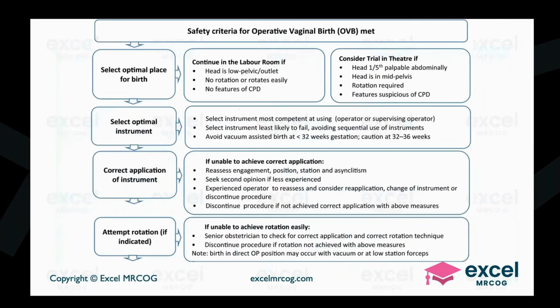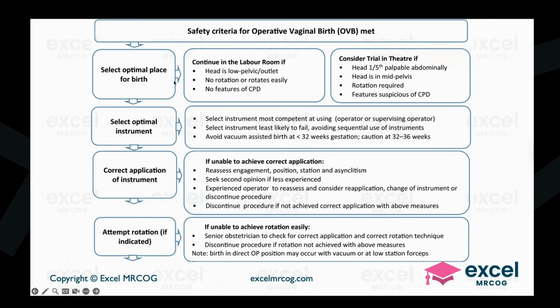algorithms, and again, an important aspect of your questions from here. Safety criteria, we have seen all of this, but again: the head is in mid pelvis or rotation required, or 1/5 palpable abdominally, or suspicious features of CPD. What were they? Caput and molding. High head, mid pelvis, rotation being required. Caput may be there up to 1 plus. Why? 2 plus or more is no instrument at all. Not safe.